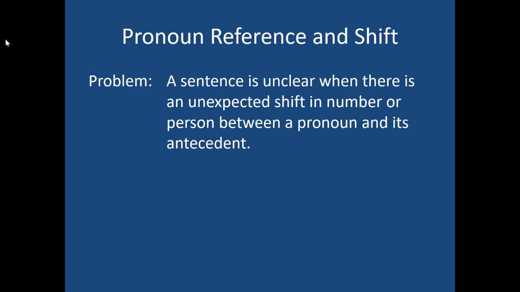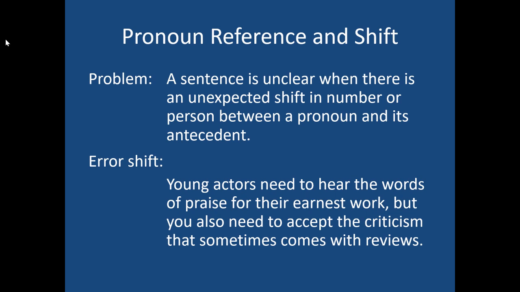Remember, a sentence is unclear when there's an unexpected shift in number or person between the pronoun and its antecedent. An unexpected shift. So if I said, "Young actors need to hear the words of praise for their earnest work, but you also need to accept the criticism that sometimes comes with reviews." Well, this is a very common error in writing. We notice that I use the words "young actors," which is like saying "they," and then I shift over to a second person pronoun, "you."